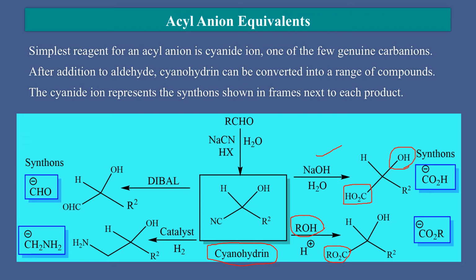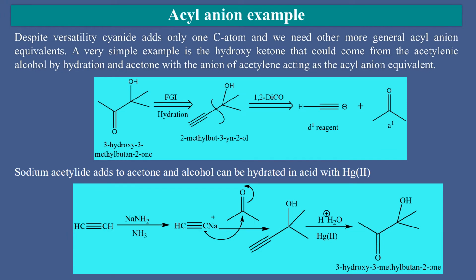In the presence of diisobutylaluminium hydride, that is a reducing agent, this cyanide is converted into aldehyde. And in the presence of hydrogen and a catalyst, it can be converted into an amine group. As there is versatility in the cyanide ion, but there is a limitation that it can add only one carbon, but sometimes we need more than one carbon.